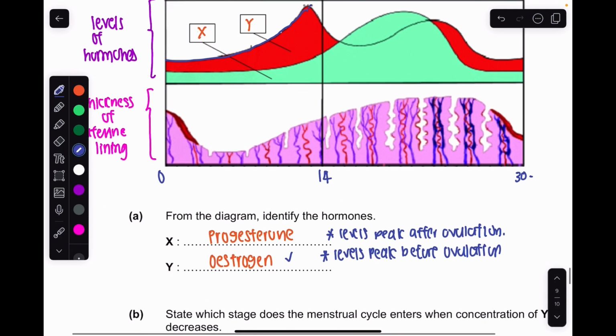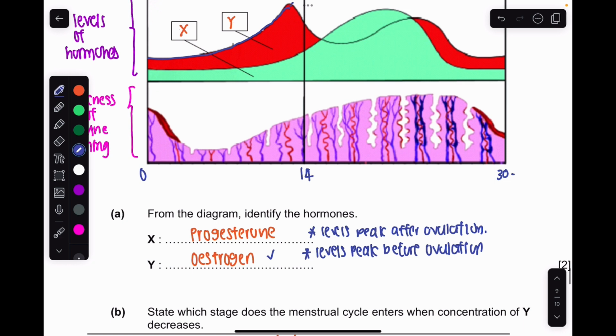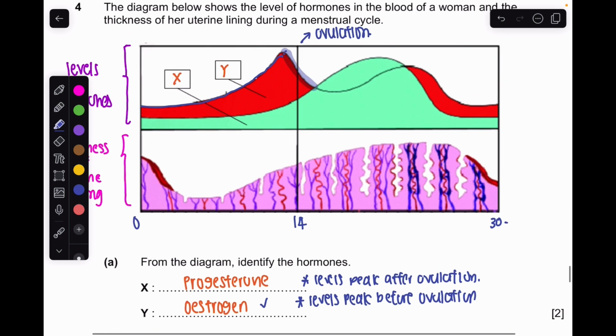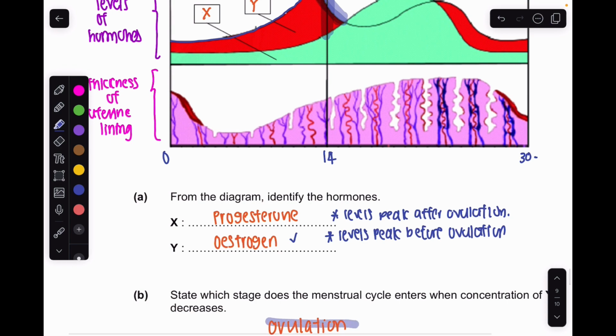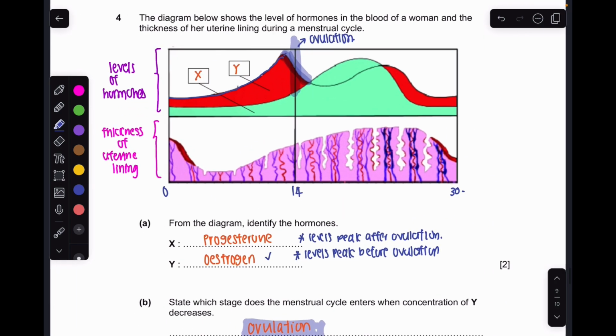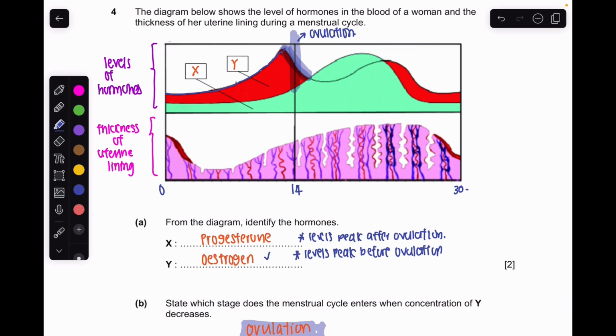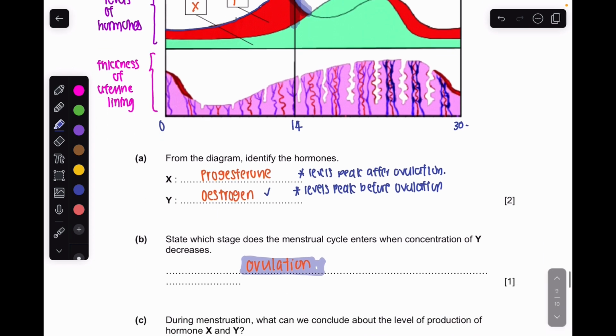Okay. At which stage does the menstrual cycle enter, when the concentration of Y decreases? In this graph, when the concentration of Y first decreases, that's indicative of this blue segment over here. This is the period that intersects with ovulation. So I know that this is probably the stage of the menstrual cycle that is happening. Once the levels of estrogen start to dip a bit, I know that's ovulation.